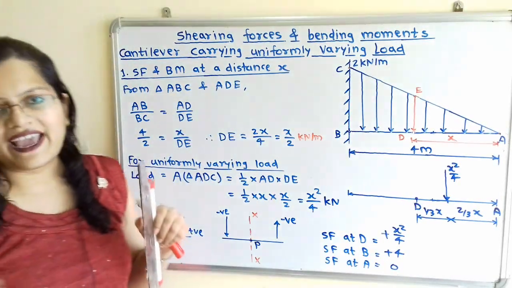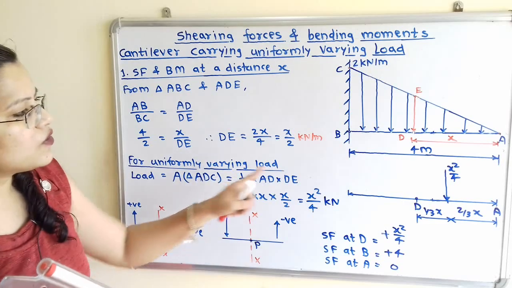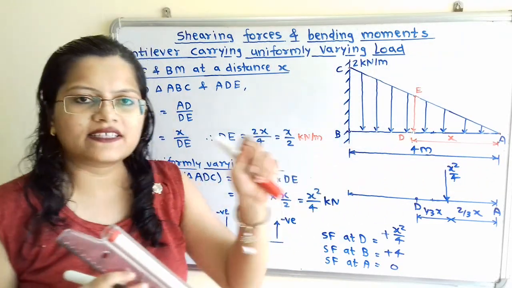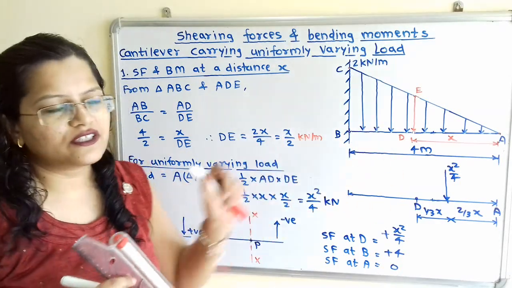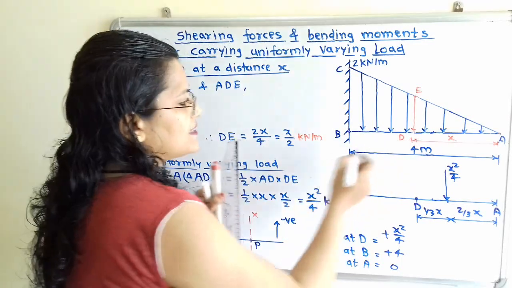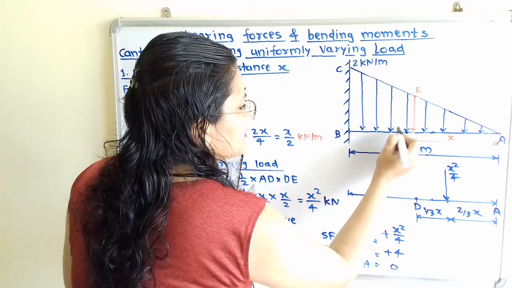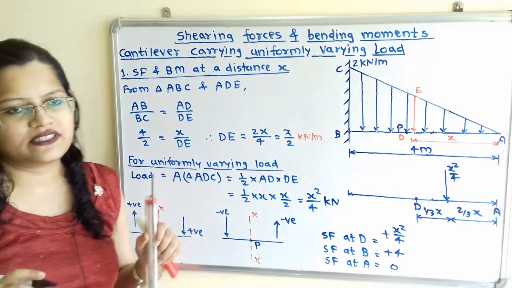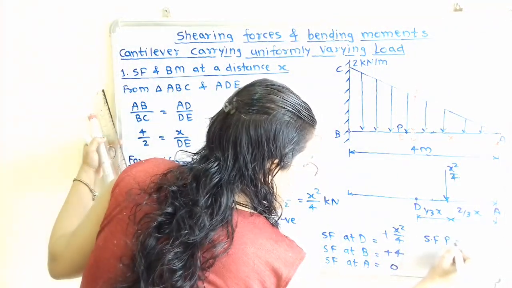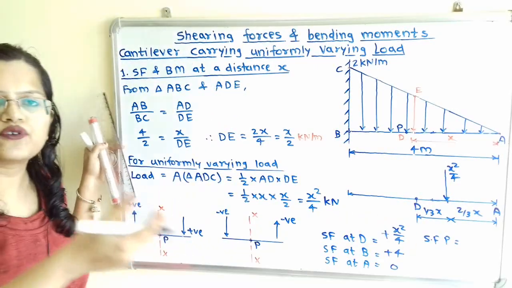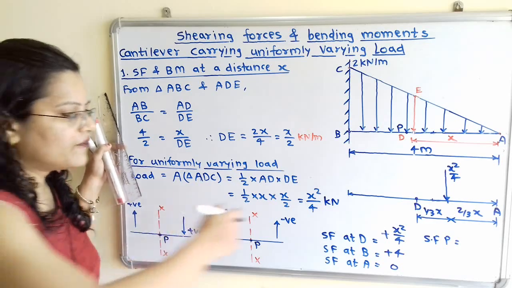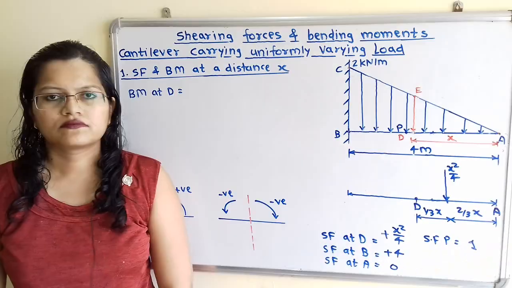Now for accuracy, we will find out the load at the middle point. If I take any middle point where x is equal to 4 by 2, that is 2, then what is the load? If I take point P as a middle point, suppose point P is here, then how do we calculate this? SF at P. Now instead of x, we have to put 2, that is 2 square by 4. So 4 by 4 is equal to 1.